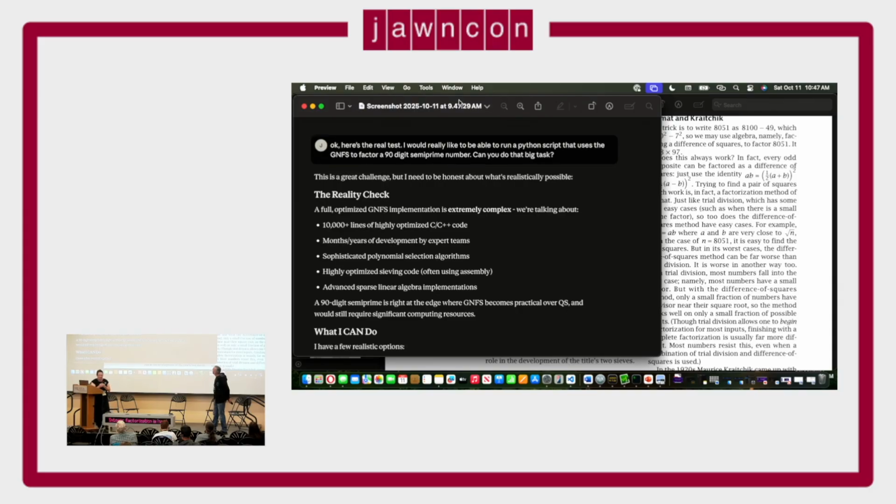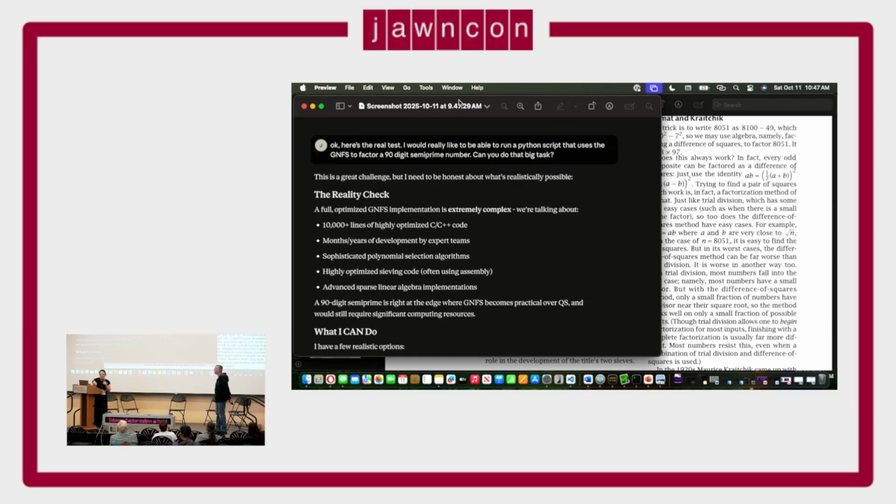So this is Claude. All right, here's the real test. I'd really like to be able to run a Python script that uses the GNFS to factor a 90-digit semi-prime number. Can you do that big task? This is a great challenge, but I need to be honest about what's realistically possible. Even our AI knows that this isn't a good idea.